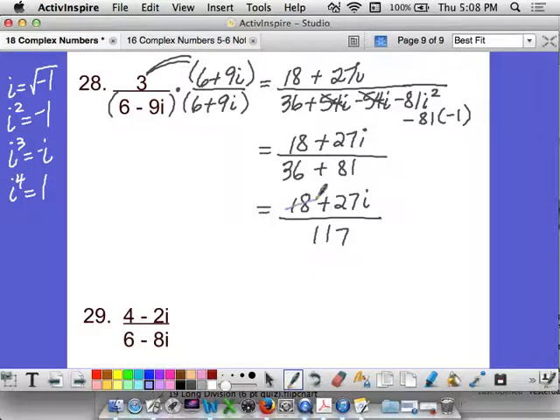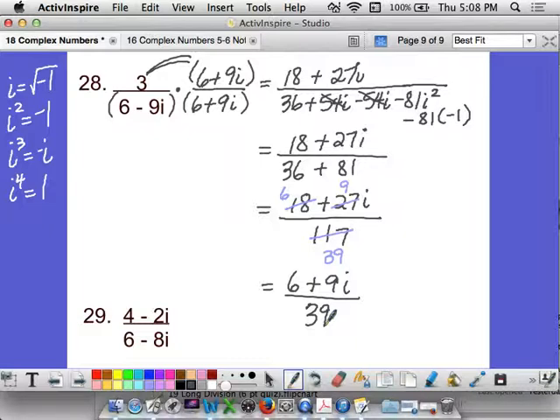So I can say 3 will go into 18 6 times, 3 will go into 27 9, and 3 will go into this 39. So when I write that final answer, my final answer would be 6 plus 9i over 39. However, I still see another common factor.